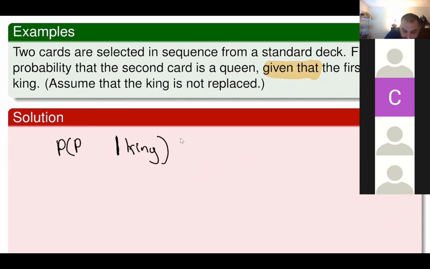And we want to find the probability that the second one is a queen. For this one, I'm actually going to do it without the formula because it's easier than doing it with the formula. Also, it says to assume that the king is not replaced. What it means is once I select the first card, I'm not going to put it back into the deck of cards. So say I select a card and we select the king of spades.